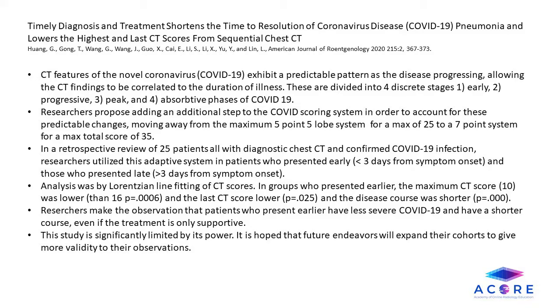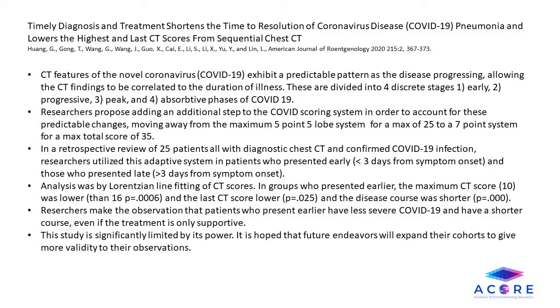Using this new system, in a retrospective review, a patient population of 30 COVID-19 patients were split into 2 different groups. Group A are those that were diagnosed and treated early, meaning less than or equal to 3 days after symptom onset, while Group B presented later than 3 days after first symptom onset. There were no statistical differences in sex or age between groups.